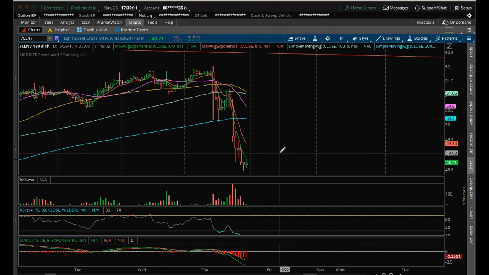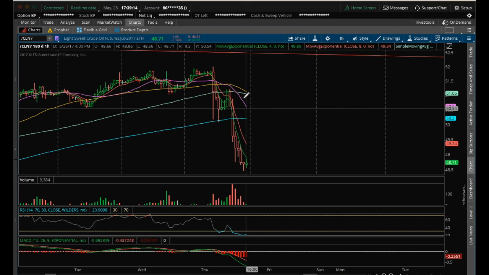So currently, we will look for a bear position on the back test of the hourly 20 EMA.